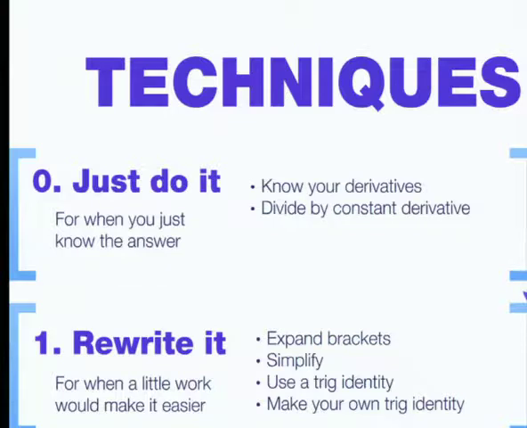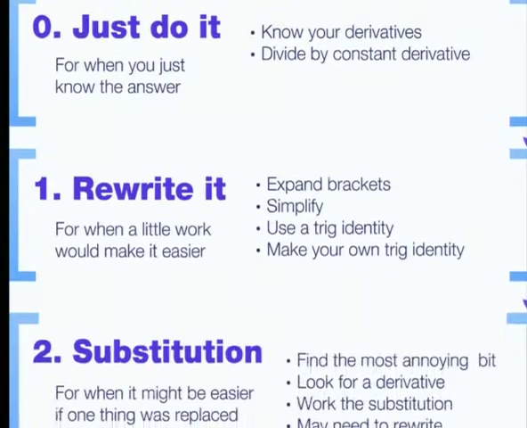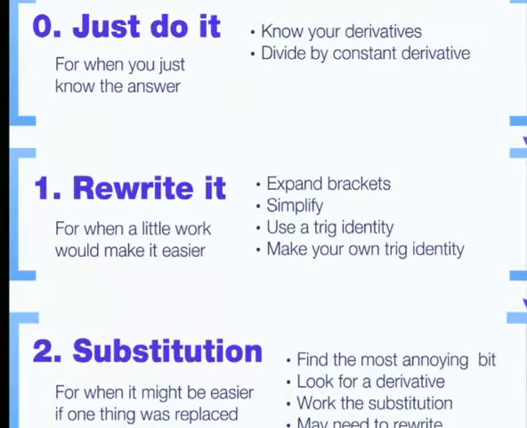So the first technique 0 is just do it, when you can stare at it and go, oh, well, the answer is just a half of x squared. And there's a special technique in there that I will discuss shortly. The next one is to rewrite it, things like expanding brackets or using a trig identity, where you're not really doing anything to the integral per se, you're just rewriting it.